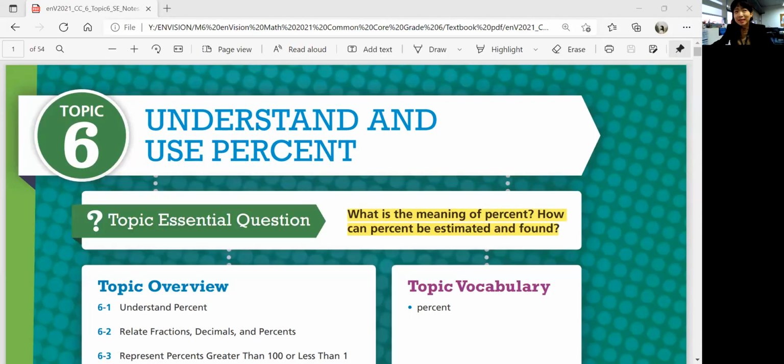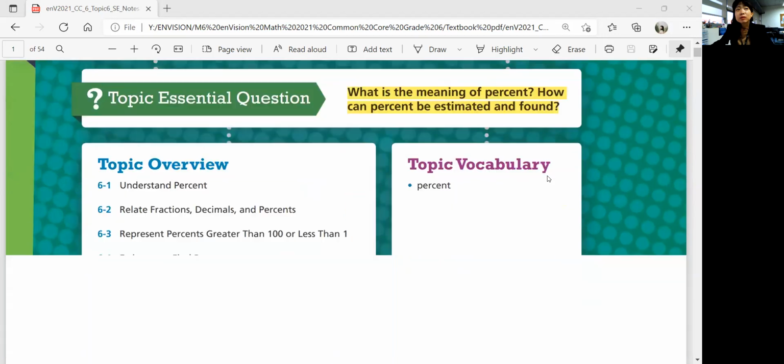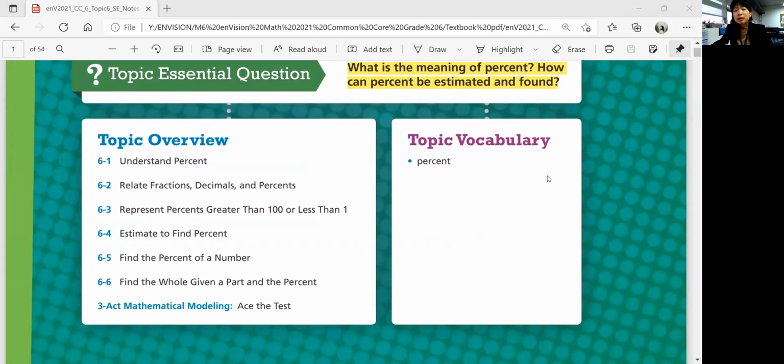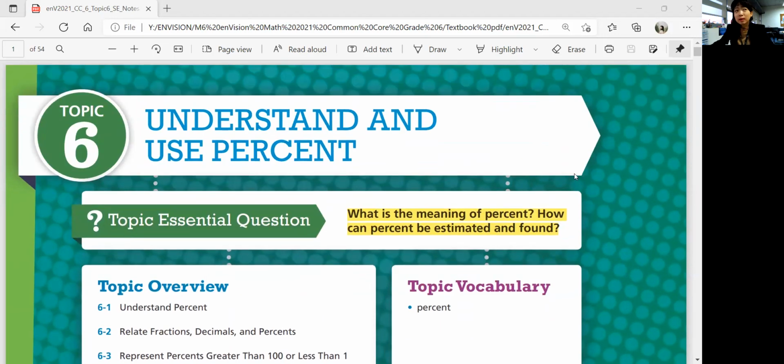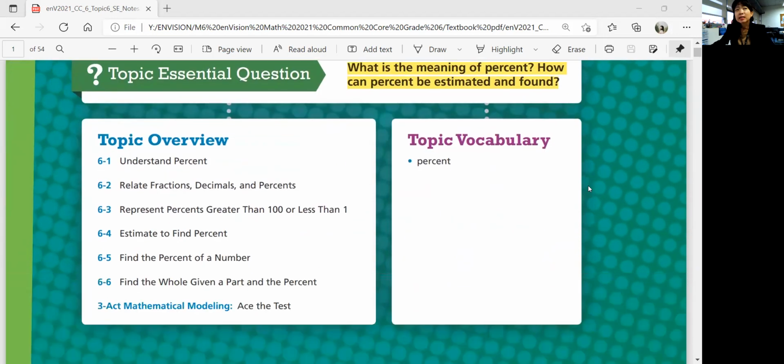We'll start Topic 6 in this video. Topic 6 has overall 6 lessons total. In this topic, understanding and use percent, we're going to think about what is the meaning of percent and how can percent be estimated and found. So the big topic vocabulary is percent.